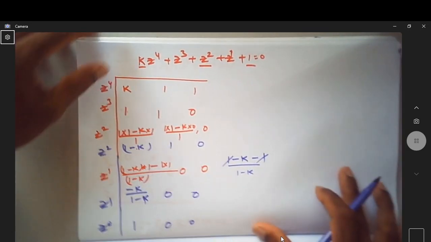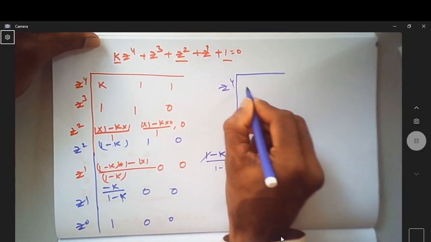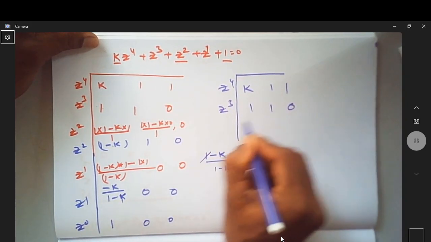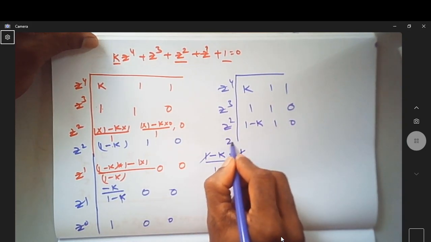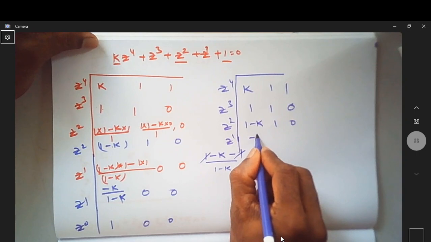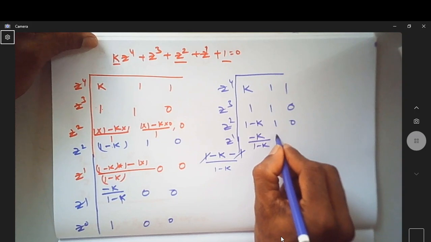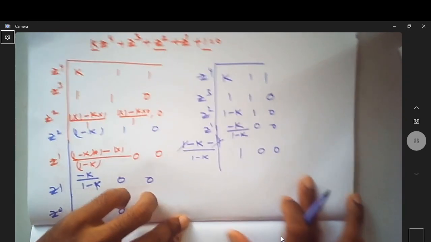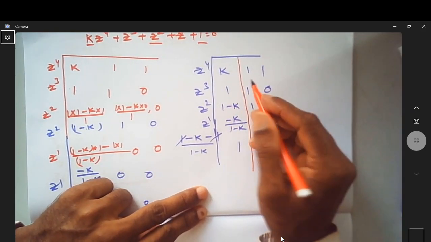So this is the thing you'll have. If I just rewrite this, z power 4 is k, 1, 1; z cube is 1, 1, 0; z square is 1 minus k, 1, 0; z power 1 is minus k by 1 minus k, and it is 0, 0; and the last term is 1. This is what the first column is.